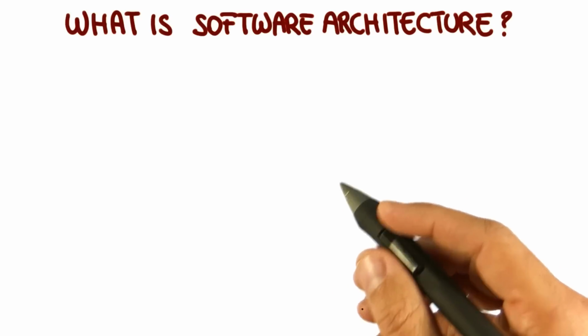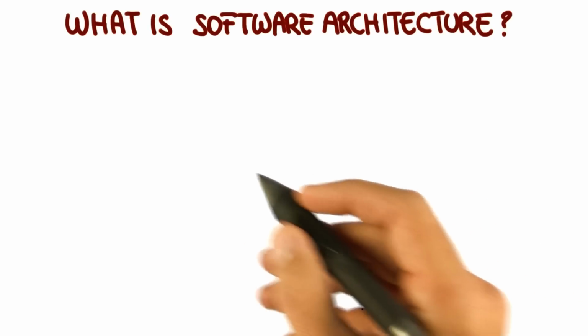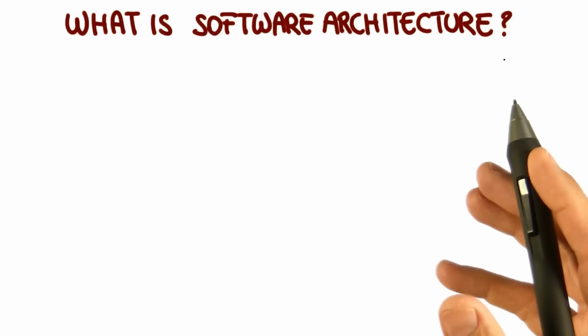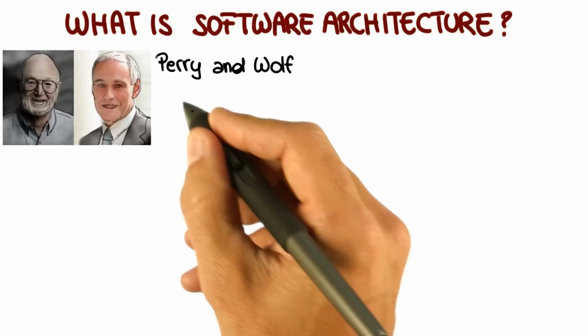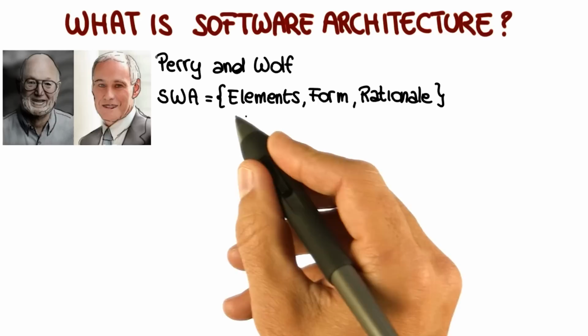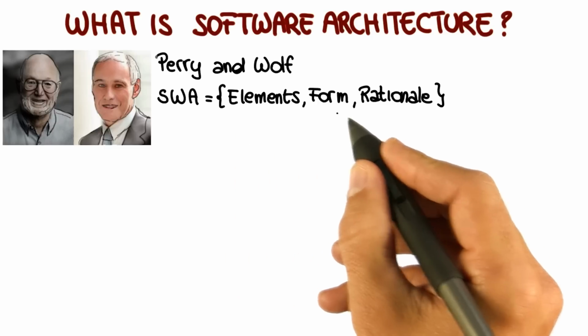After this interesting conversation with Nino, let me start the lesson by defining what a software architecture is. And to do that, I'm going to use two seminal definitions. The first one is from Dwayne Perry and Alex Wolf. And they define a software architecture as elements, form, and rationale.